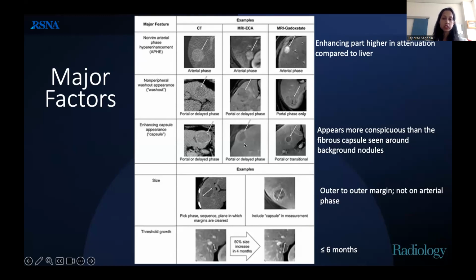Typically this is a little bit more conspicuous than the normal thin fibrous capsule that you can see around background regenerative nodules. The size of the lesion is important in the LIRADS criteria, as I will come to just now. Important to measure here is to include the capsule whilst measuring the lesion, so it's outer margin to outer margin. And for threshold growth, we are looking at a growth of at least 50% or more in a span of less than 6 months.